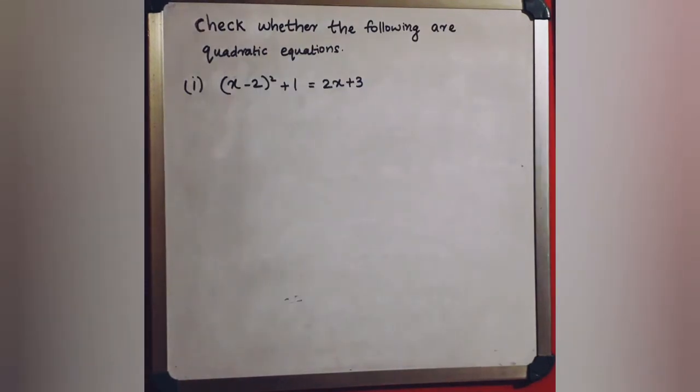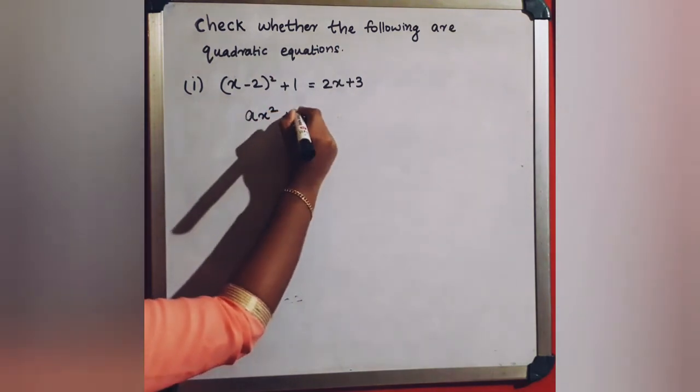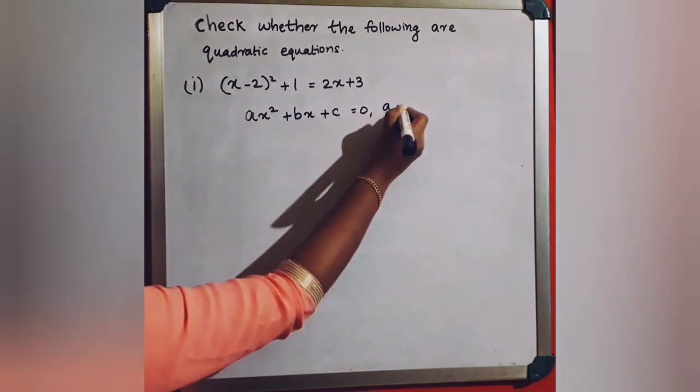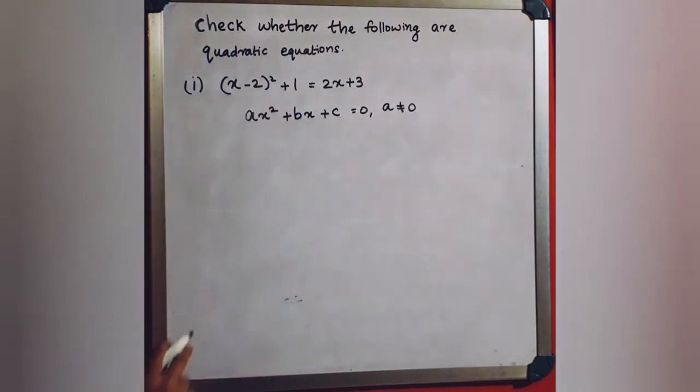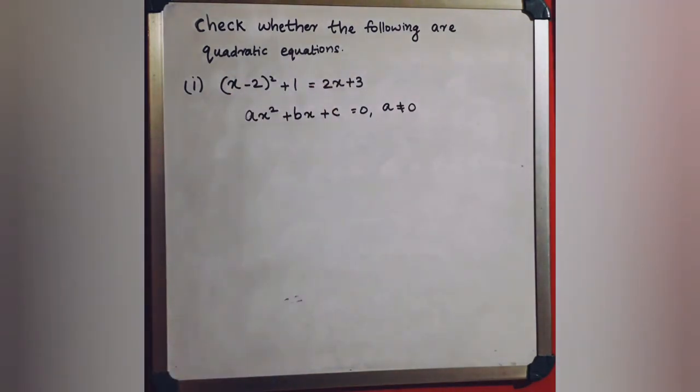Now we are going to check whether the given equations are quadratic or not. The first one is x minus 2 whole square plus 1 is equal to 2x plus 3. We are going to check if it is a quadratic equation or not. We know that the general form of a quadratic equation is ax square plus bx plus c is equal to 0, where a not equal to 0. If we can represent this equation in this form, we can clearly say that it is quadratic.